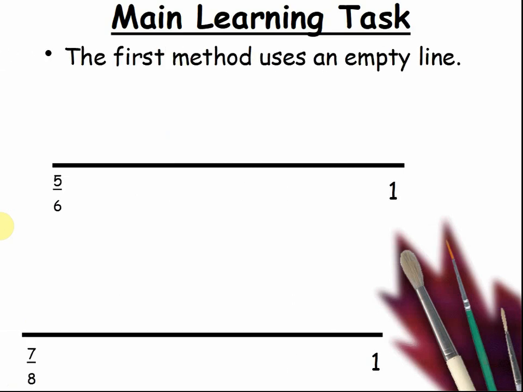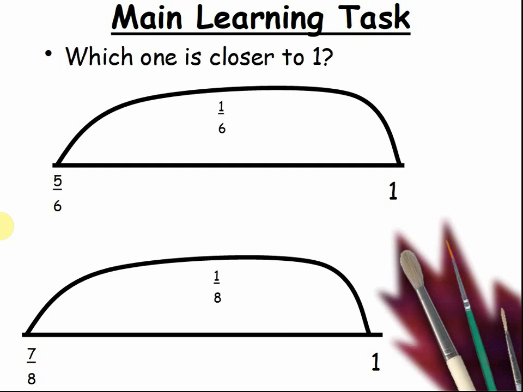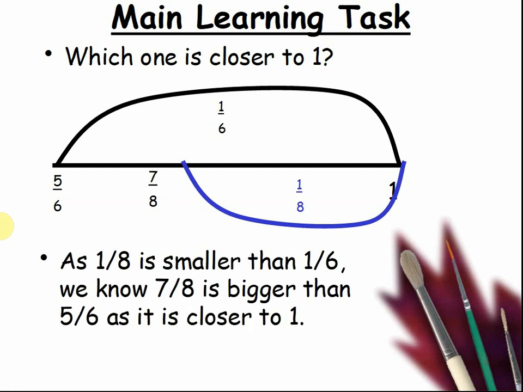The first method uses an empty line. 5/6 to 1, 7/8 to 1. How large is each step to 1? Pause the video and tell your teacher. Which one is closer to 1? 1/6 or 1/8? Pause the video and tell your teacher. As 1/8 is smaller than 1/6, we know 7/8 is bigger than 5/6 as it is closer to 1.